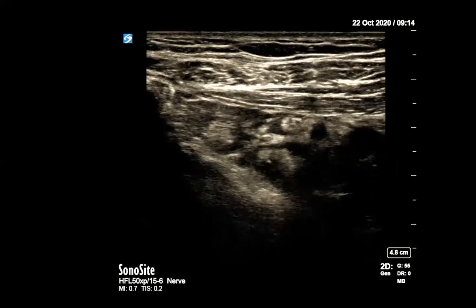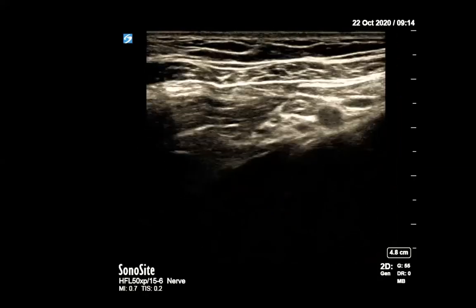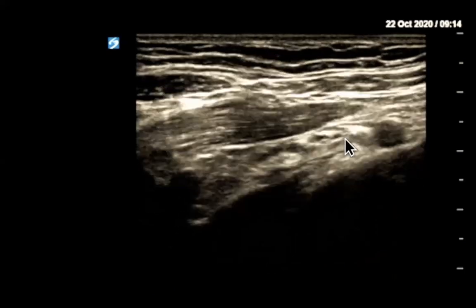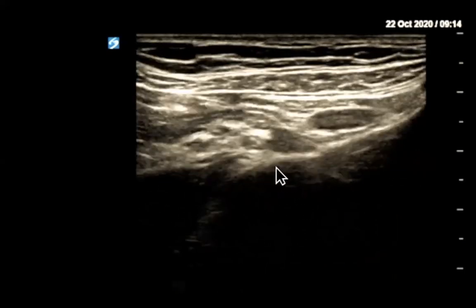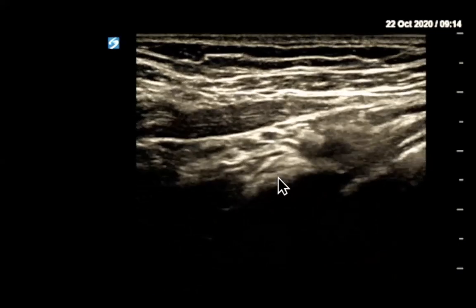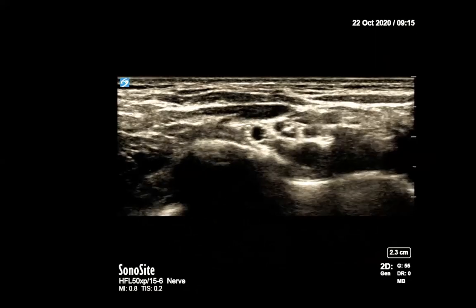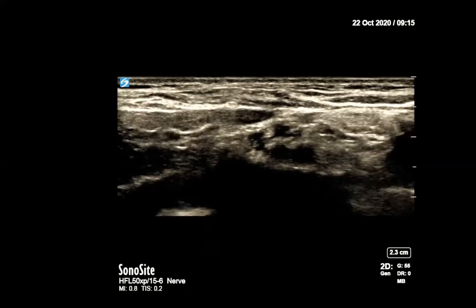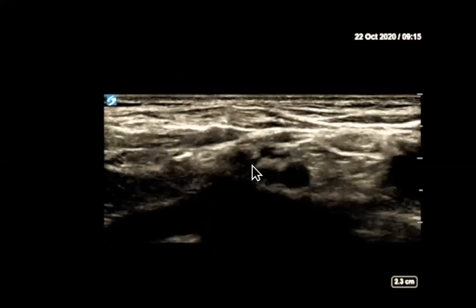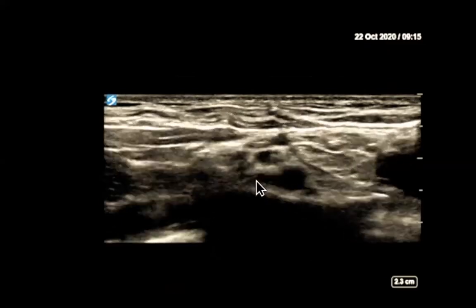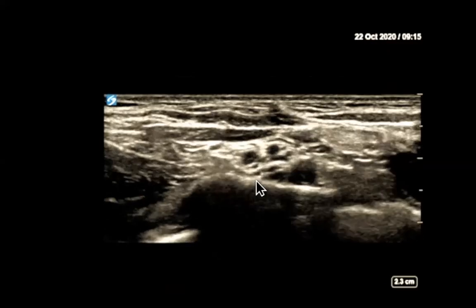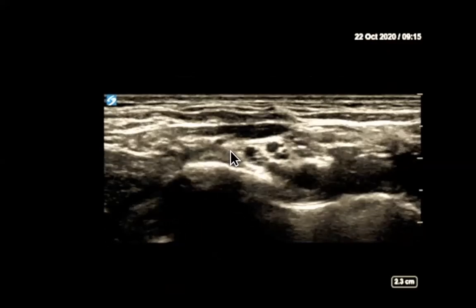This is the costoclavicular space shown after lateral infraclavicular brachial plexus block. Drug spread here is not very clear. This is a supraclavicular scan after lateral infraclavicular block. We don't see any drug spread here. Unlike costoclavicular block, we don't see any drug spread around the suprascapular nerve here.